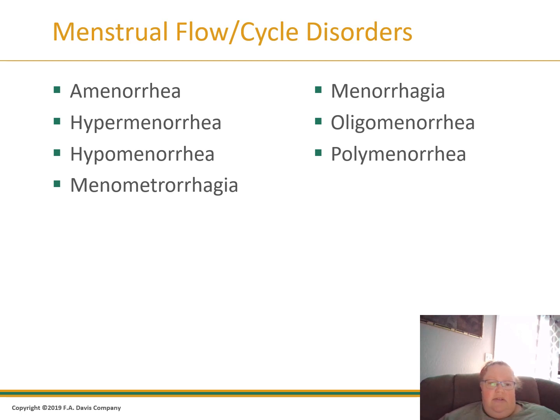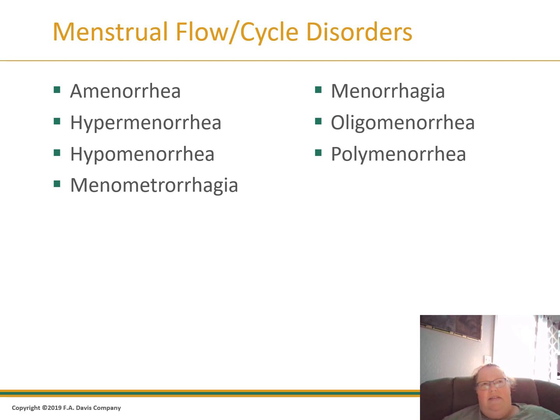All right, menstrual flow cycle disorders. There's amenorrhea, which is not having a menstrual cycle. Hypermenorrhea, which is too much. Hypomenorrhea is too little of a cycle. Menorrhagia means that you have heavy bleeding. Oligomenorrhea means very little menstrual flow, and polymenorrhea too many menstrual cycles. So, like I said, it's a bunch of different words saying the same thing. It's just not a regular cycle.